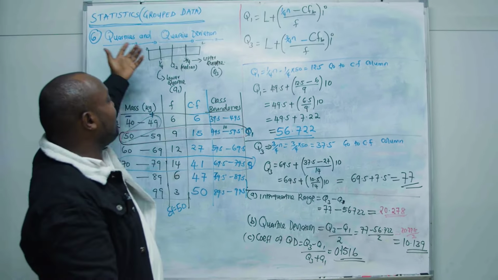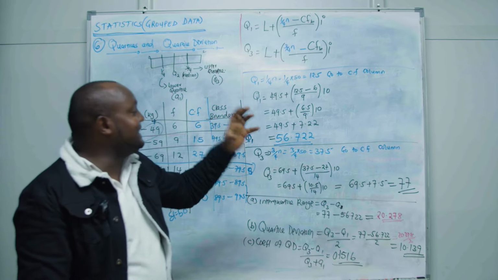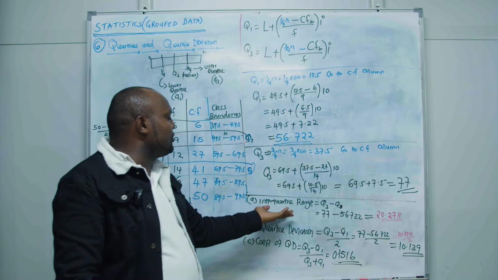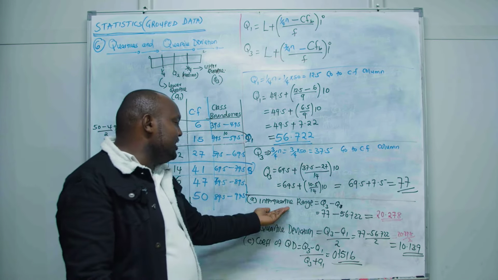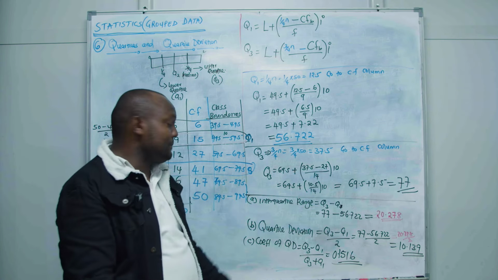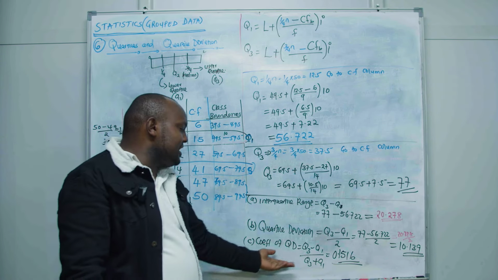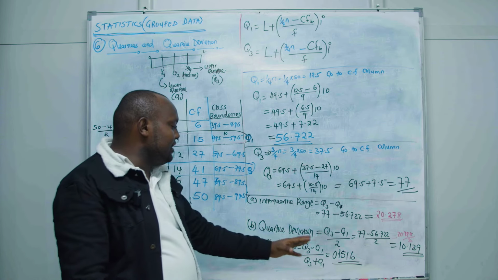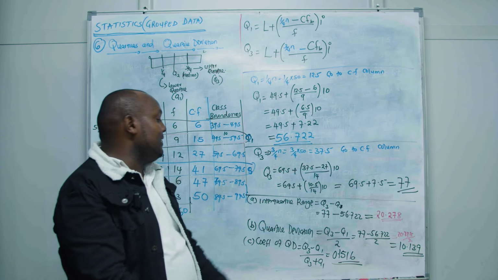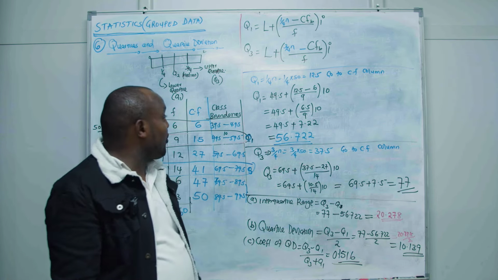And when you have already gotten the lower quartile and upper quartile, it is easy. Now you can be asked any question. Find the interquartile range. You only need to know it is the difference between upper and lower. Quartile deviation is that difference divided by 2. Coefficient of quartile deviation is Q3, upper quartile, minus lower, over upper plus lower quartile.